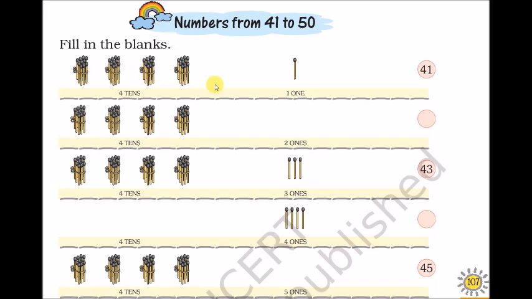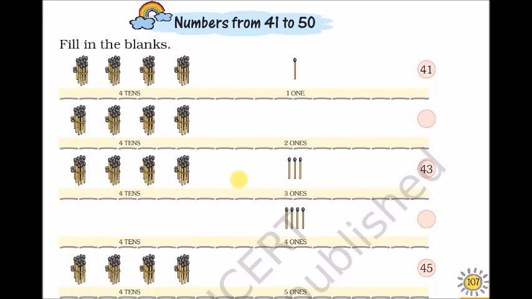4 tens and 1. 10, 10, 10 and 10. How much? 10, 20, 30 and 40. And 1, 41. 4 tens, 40 and 2 ones, 41 and 42. We will write 4 and 2, 42.